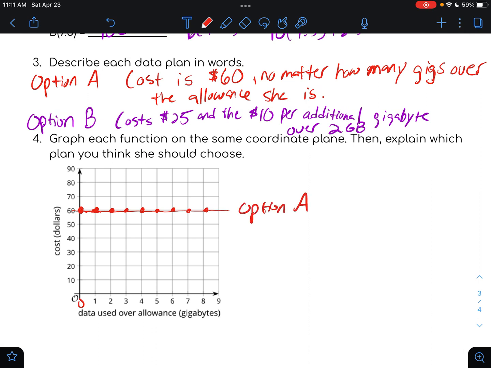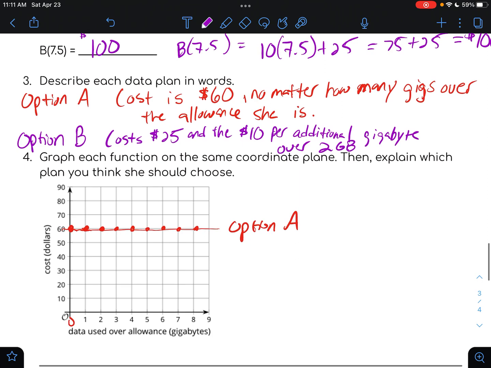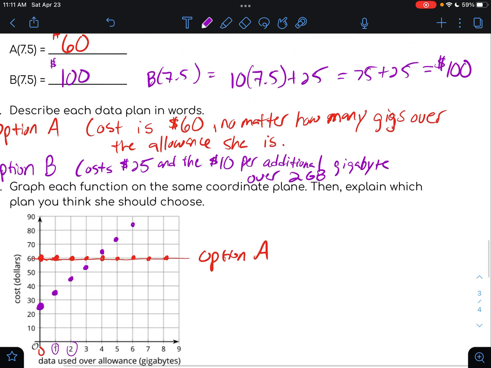So that's option A. And then let's think about option B here. Option B starts with the $25 no matter what, so it's kind of like our y-intercept value. So 0 gigabytes over allowance. Remember, they get 2 gigabytes no matter what, so we're really talking about how many gigabytes over the allowance. And then an additional $10 per gigabyte over. If we're going to do 1 additional gigabyte, that means it's $10 more, so you're up to 35. 2 gigabytes over and another 10, so you're up to 45. Then 55. Then 65. Then 75. Then 85. And so on and so forth. So we graph this one, we have this situation here, like that. So that'd be option B.